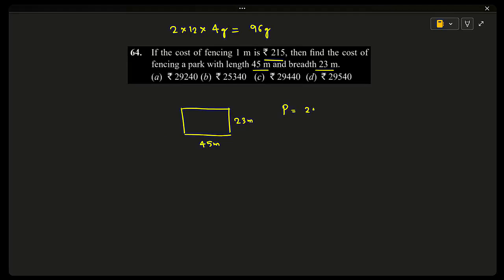2 into (L plus B). Length is 45 and breadth is 23. 45 plus 23 will give 68. So it is 136 meters is the perimeter, but every meter is costing 215 rupees. So the total, 136 into 215 we should do. That is the cost. If you multiply 136 and 215, you will get 29,240 rupees. That is option A. 65.